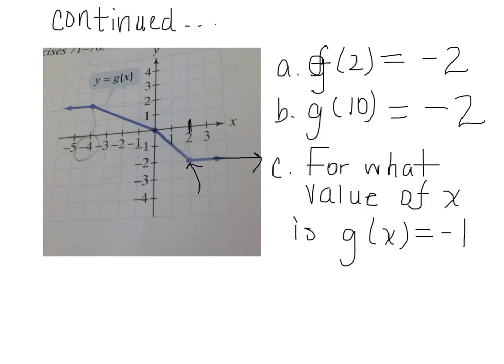Okay? And then part C, for what value of x is g of x negative 1? So they're going backwards now. They're now giving us the y value, which is negative 1. So this is y. And we're going to go over to our graph to find negative 1. And if you go up to your graph, x is positive 1. So you'll just write x equals 1. And you're done.